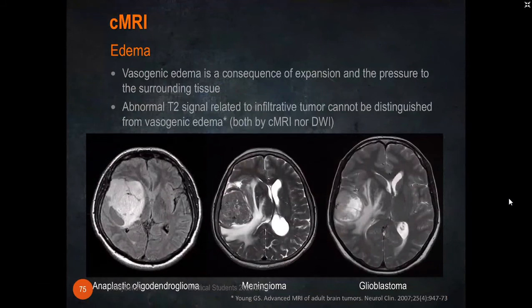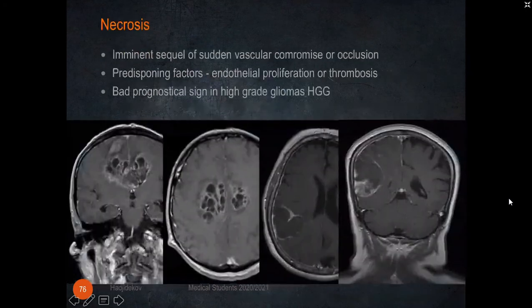So the edema is a very important feature, and you can see this vasogenic edema is a consequence of expansion and due to the pressure on the surrounding tissues. So if we have a patient presenting with abnormal T2 signal, which is related to infiltration of the tumor, it could not be distinguished from vasogenic edema. And those are a few examples of edema in anaplastic oligodendroglioma, in meningioma, and in glioblastoma, which is probably the most malignant and has the worst prognosis, the glioblastoma multiforme in the brain.